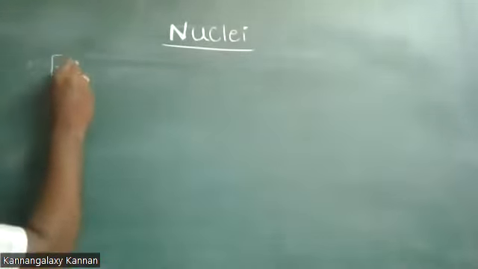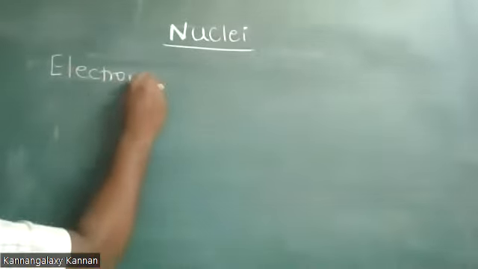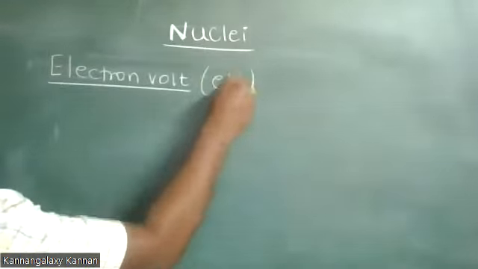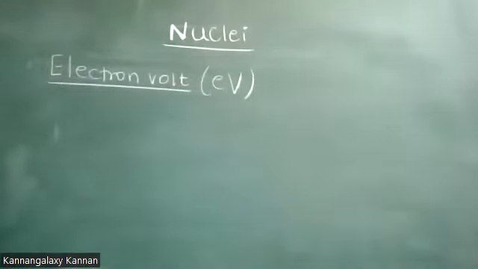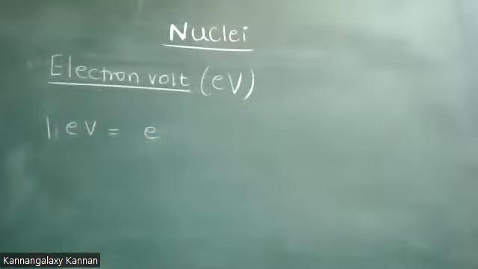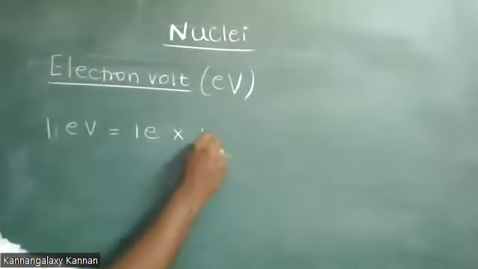Electron volt. Usually we call it eV. See, electron volt is the smallest unit of energy. We know the unit of energy is joule, but the smallest unit of energy is electron volt. One electron volt is the energy gained by one electron when it is accelerated by 1 volt of potential.